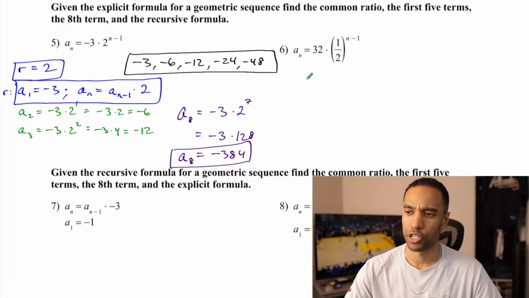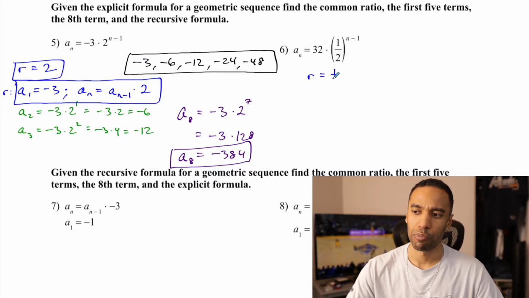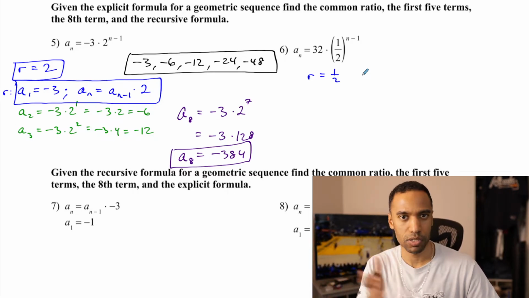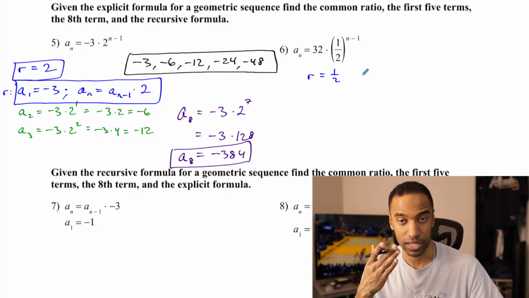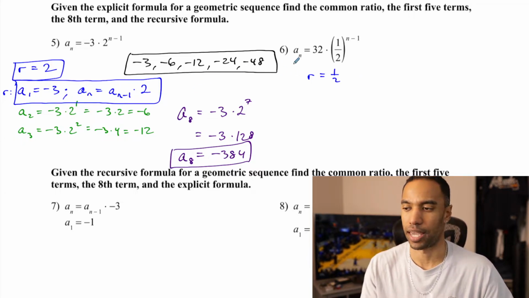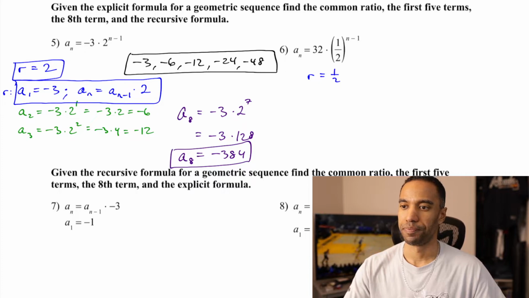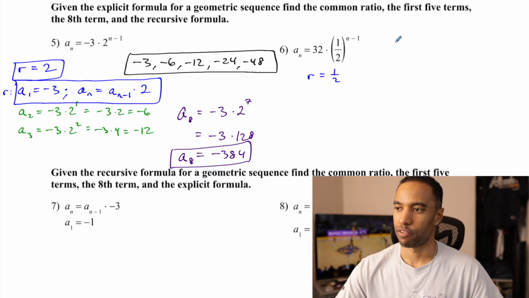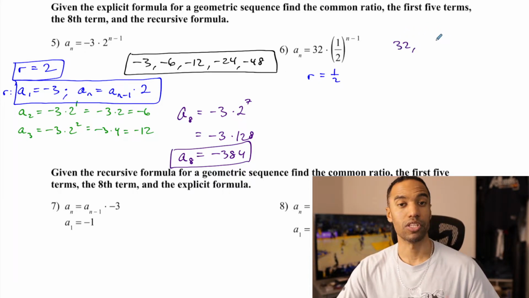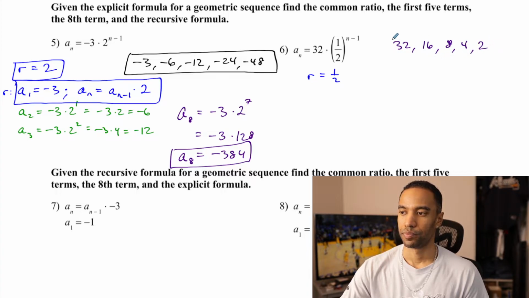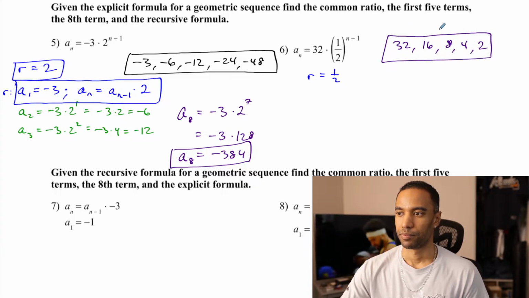All right, that common ratio, though, is 1/2, which means when you multiply something by 1/2, you're dividing by 2. You're dividing by 2, but it does mean there's exponential decay. So these values will shrink from positive 32 to start. Let's start from that. List the first 5 terms. Starting from 32, let's take half of that. Divided by 2, you get 16. Half of that is 8. And then 4. And then 2. Those are the first 5 terms.